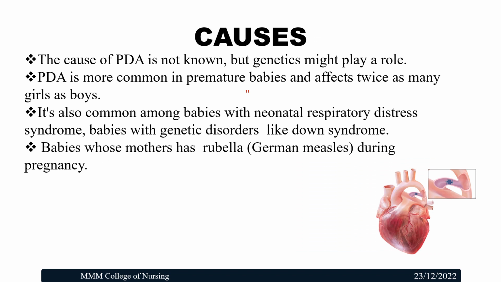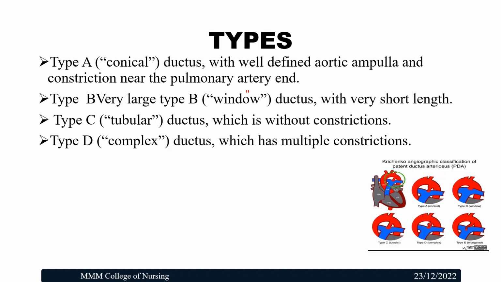The cause is not known, but genetic reasons may play a role. Patent ductus arteriosus is more common in premature babies and affects twice as many girls as boys. It is also common among babies with neonatal respiratory distress syndrome, that is NRDS, and babies with genetic disorders like Down syndrome, and babies whose mothers had rubella during pregnancy are also affected with patent ductus arteriosus.